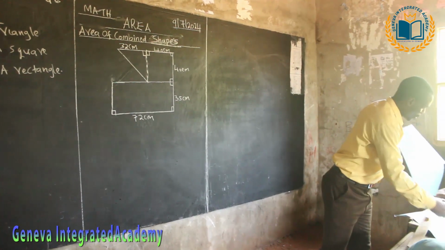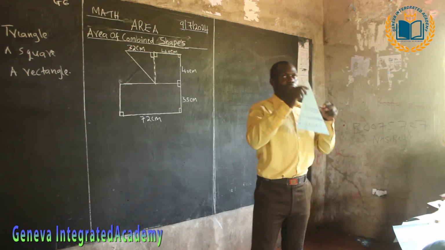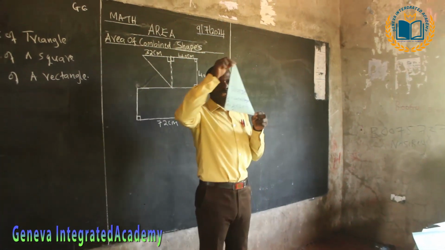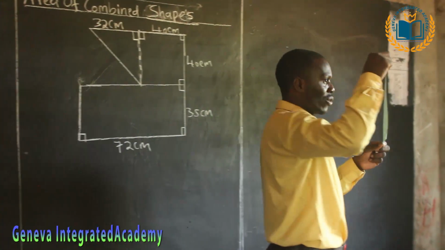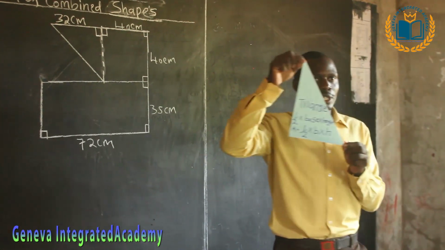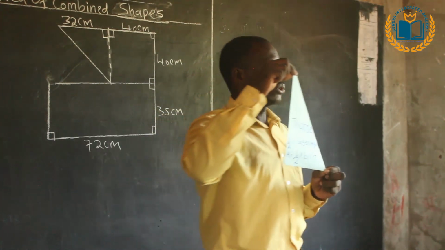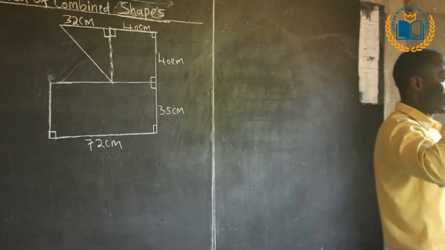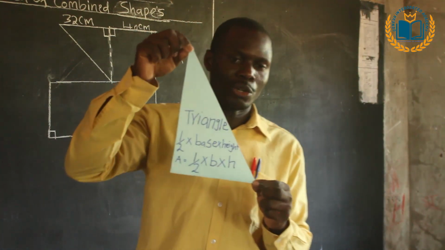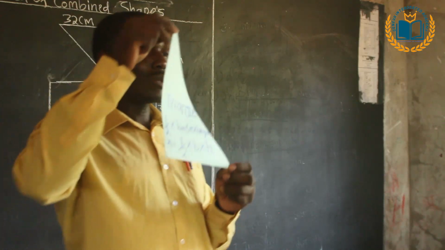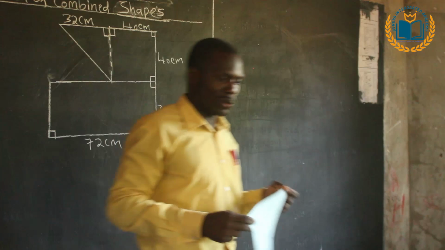And remember when we were talking about the area of a triangle, we had something like this one. What is the shape of this one? Triangle. How do we find the area of a triangle? Very good. To get the area of a triangle, you take a half, multiply by the base, multiply by the height. That is what we mentioned when we were calculating the area of a triangle.